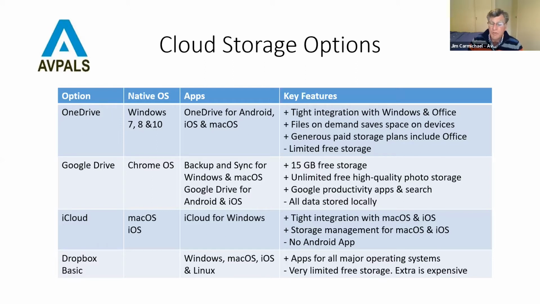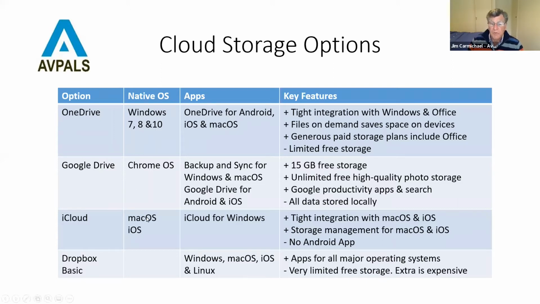Now, what's a high quality photo? Well, it's a photo with a resolution of around 12 to 16 megapixels. That's really quite a good resolution, and indeed it's better than a number of cameras you'll find around. They do that by compressing the images for you. But if you use that, it doesn't count towards your 15 gigabytes. The other plus with Google Drive is you get access to the Google apps, to Google's equivalent of Word, Excel, and PowerPoint.